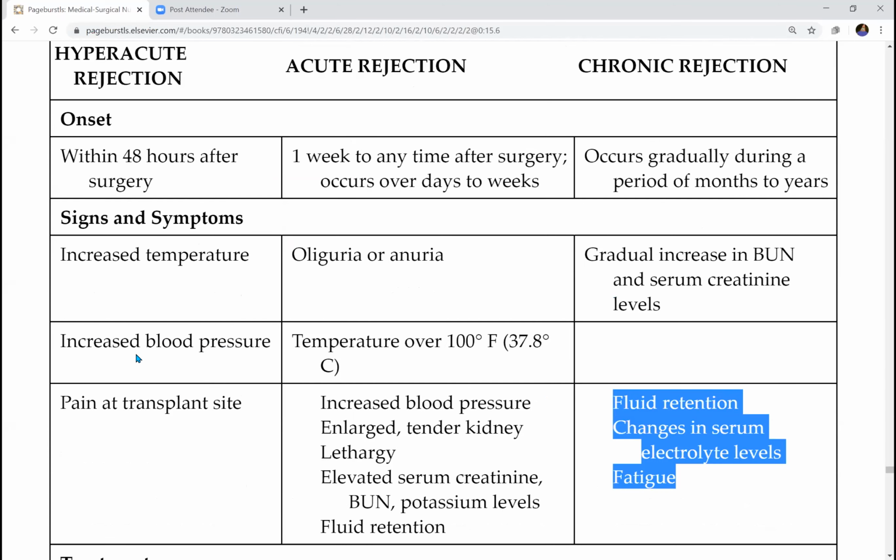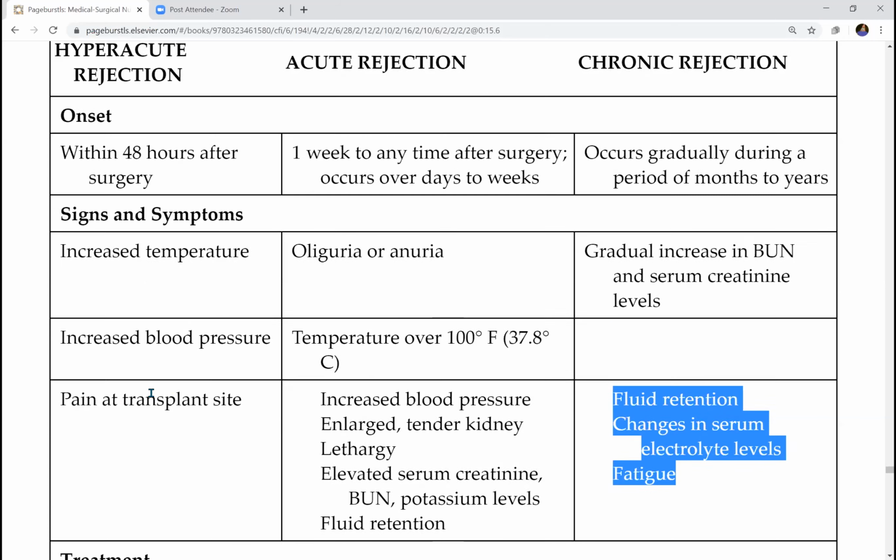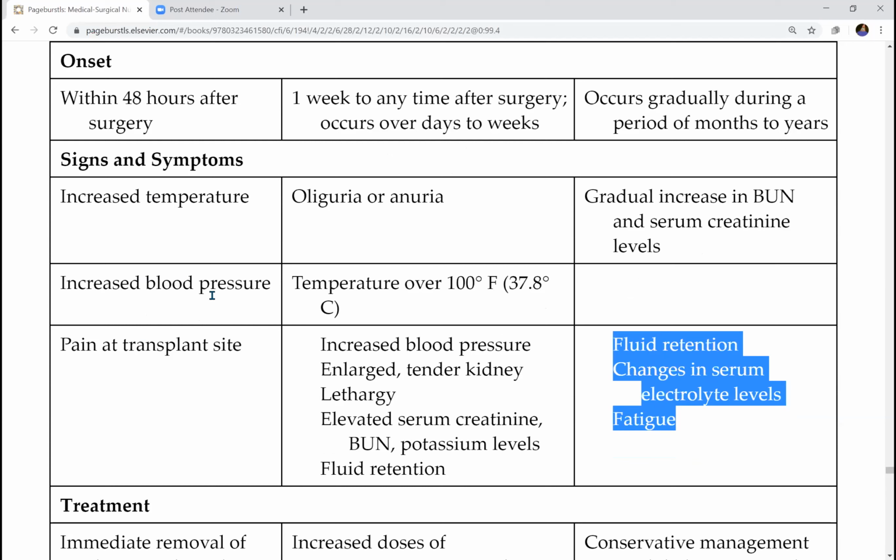So the only manifestation here is increased temperature and increased blood pressure, and of course pain at the transplant site because the organ is dead. So the tissue necrosis there, of course, there's dead tissue, so of course there will be pain. There's ischemia, basically. Ischemia led to necrosis, and then it's a dead organ. So the symptoms occur so fast that you don't get a chance to develop increased BUN and creatinine. Of course, there may be, but there's really no time. They happen just so quickly.